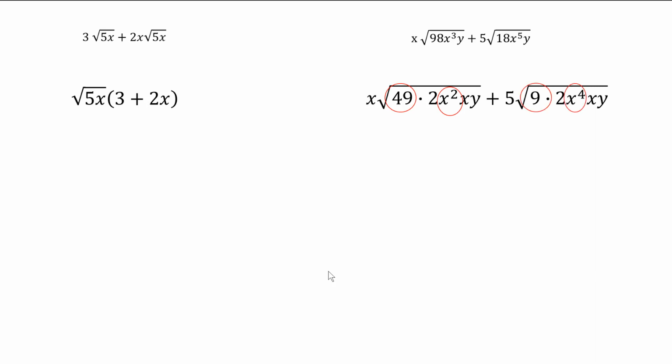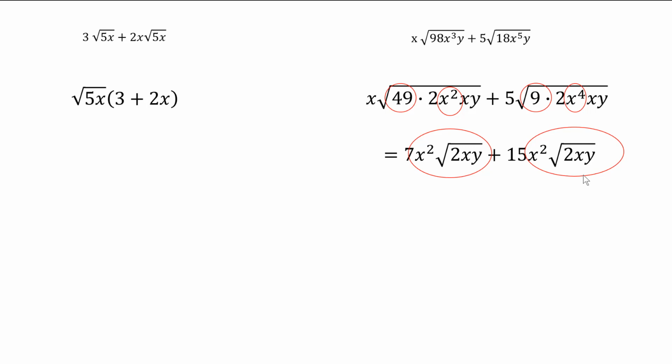So on that first radical, you can take out the square root of 49, which is 7. And you can take out the square root of x squared, which is x, but you're multiplying it by the x that's already on the outside, so you get x squared. And then what's left is the square root of 2xy. And then on the right, you take out the square root of 9, which is 3, and multiply that by 5 to get 15. And you take out the square root of x to the 4th, which is x squared. And you're left with the square root of 2xy in the radical.